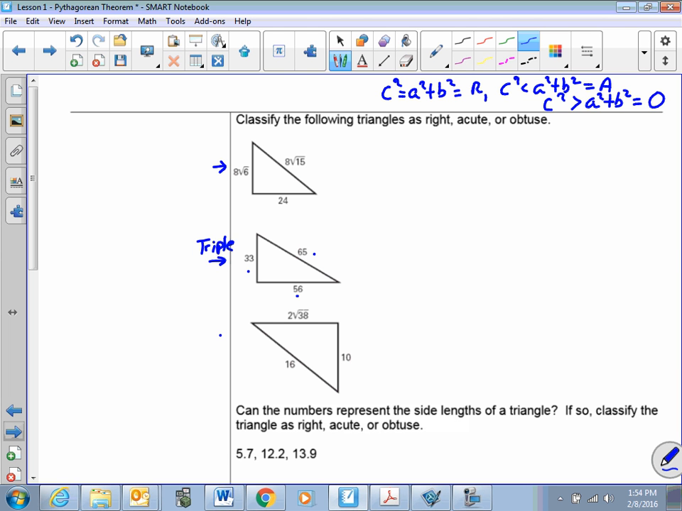Let's do this. This looks like the longest side, 8 times the square root of 15. So let's do 8 times the square root of 6 squared plus 24 squared. And then c squared. This is a squared, b squared. So c squared is going to be 8 times the square root of 15 squared.